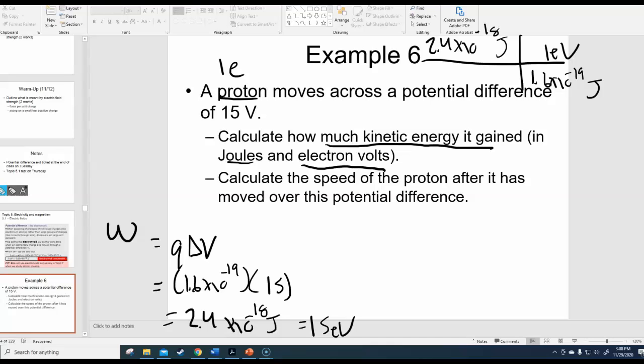Now, if we're asked to calculate the speed of something, when we're dealing with speed, that means we're dealing with SI units. Okay, in that case, we have to use the energy in joules to get the speed to come out in meters per second. So just keep that in mind.